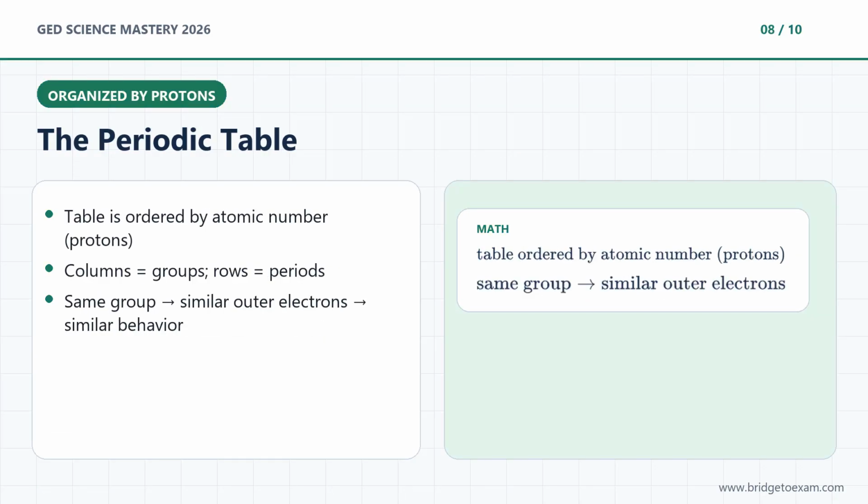Finally, the periodic table itself. It is simply an organized chart of all the elements listed in order of their atomic number, that is, by their number of protons. The columns are called groups, and the rows are called periods. Here is the useful part. Elements in the same group behave in similar ways because they have similar numbers of outer electrons, and it is those outer electrons that drive chemical behavior. So the table is not random. Its layout actually predicts how elements will act.